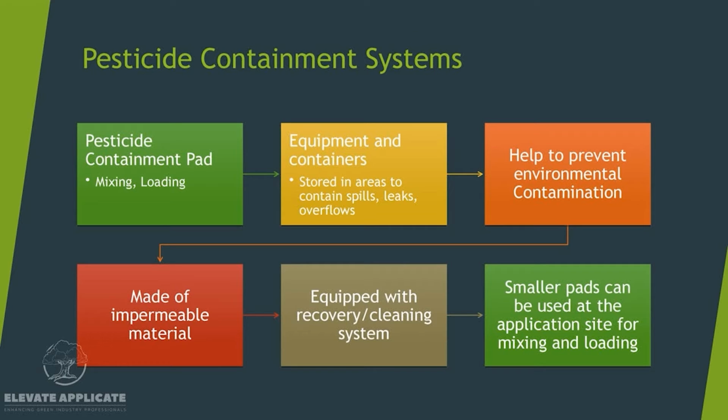Smaller pads could be used on site for mixing and loading. I'll tell you, in my business, we do use plastic pads in tailgates, and that's how we mix. That's our containment. So that way, if one of our product jugs was to fall over, it would be contained within that pad, and it would allow us to clean up a lot easier.